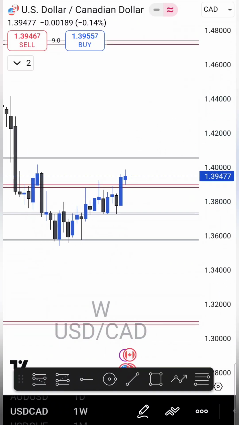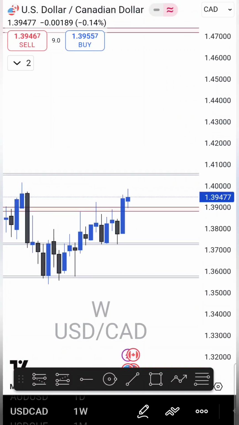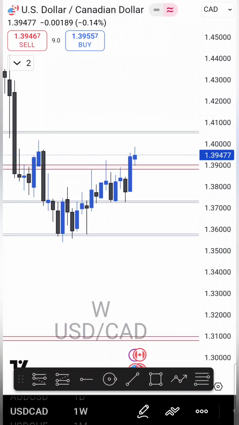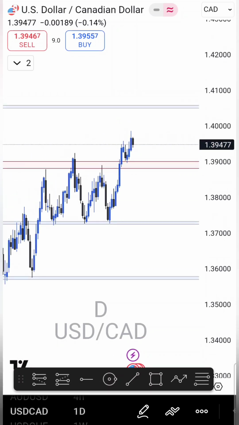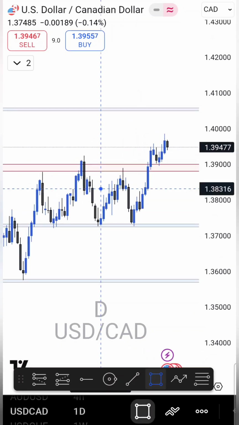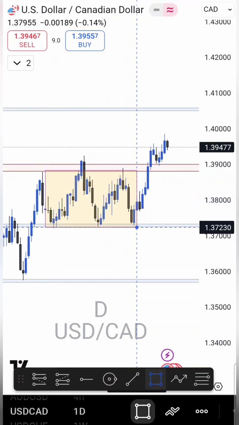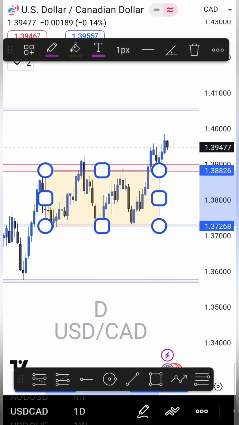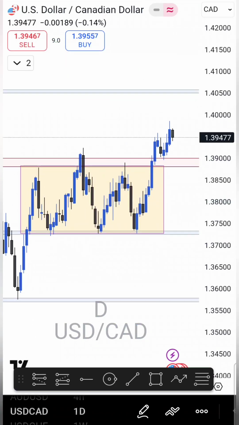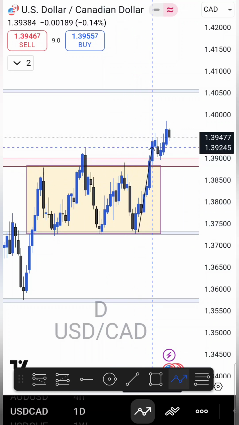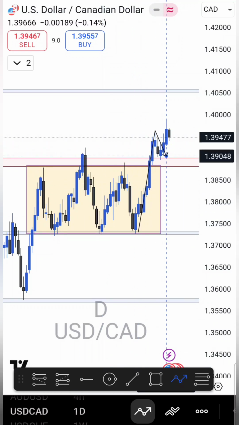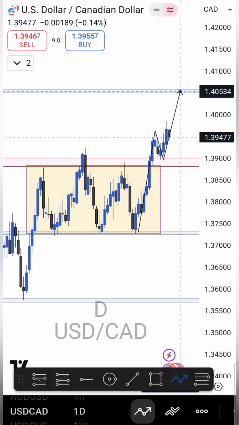So USDCAD is a pair that I like, and I think that it's going to continue to buy. So let's just see how we can take our buying opportunity on USDCAD. On a daily time frame, we were in a range. Price was in a range here, and the range has managed to break all the way to the upside. You can clearly see some kind of retest, and then price is continuing all the way.